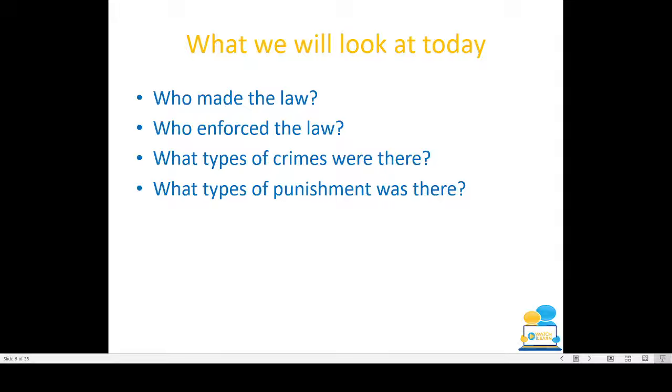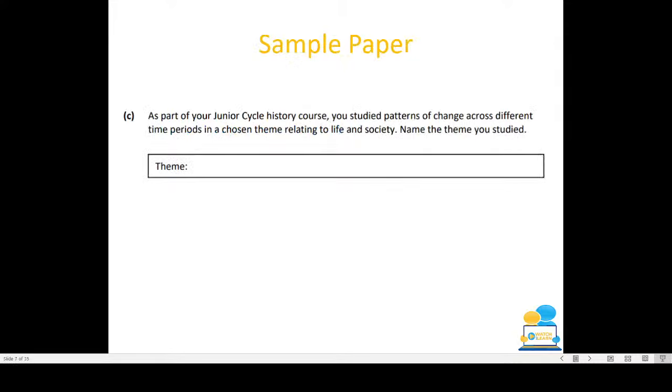We'll then look at types of crimes that were common, and we'll notice there's a lot of similarity between the types of crime that were common and maybe how they've developed and adapted over that time as well. And finally, we'll look at the types of punishments that people had as a result of these crimes. So with that said, we will get started with our first question.